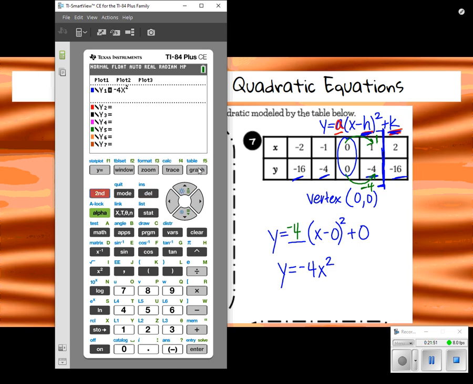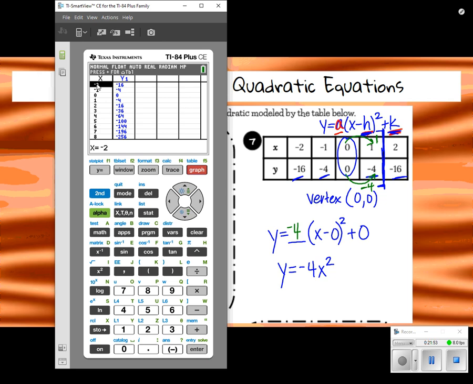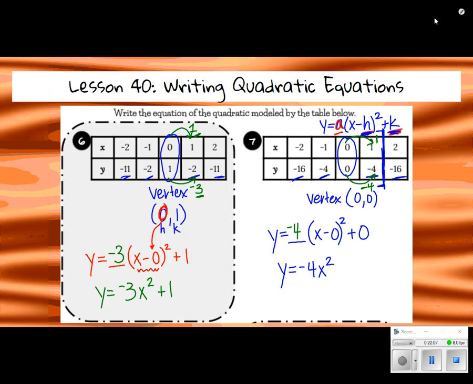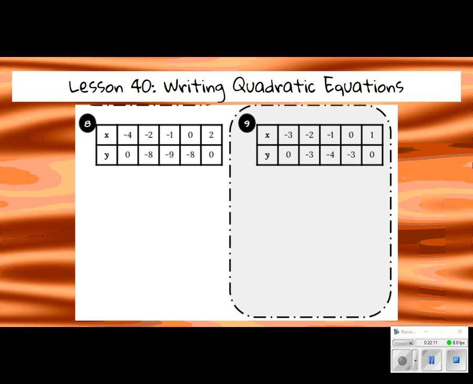Second graph. There we go. Negative 2, negative 16. Negative 1, negative 4. 0, 0, 1, negative 4, 2, negative 16. We're looking good. Okay? So just be careful because you can make a mistake like I did. Didn't type it in correctly. All right. Let's look at another one.